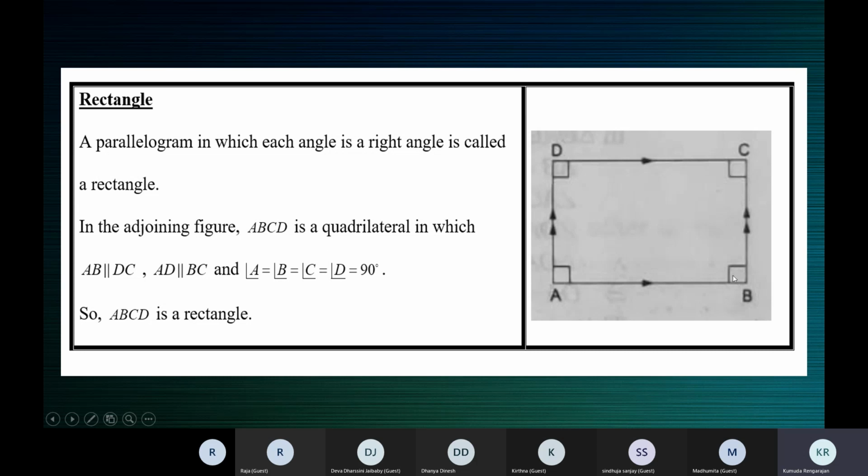Opposite angles equal, adjacent angles supplementary. So in this figure, opposite sides are parallel and the angles are 90 degrees, so it's a rectangle. A parallelogram in which each angle is a right angle. You can say each angle is a right angle, or you can say one angle is a right angle, because when one angle is a right angle, all the other angles also will be right angles. Please write this and then the properties which you have in your book.